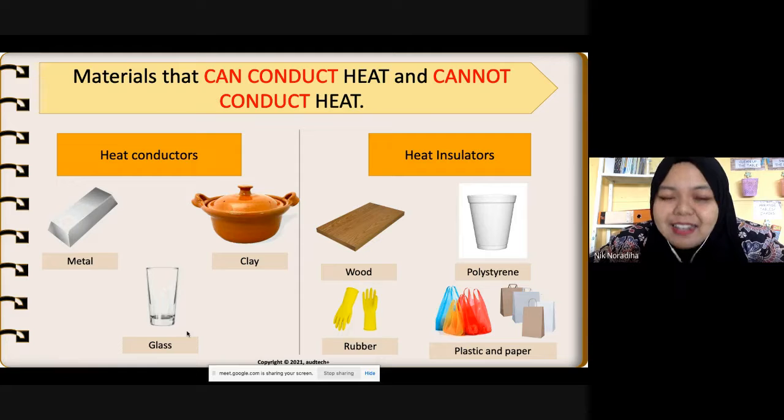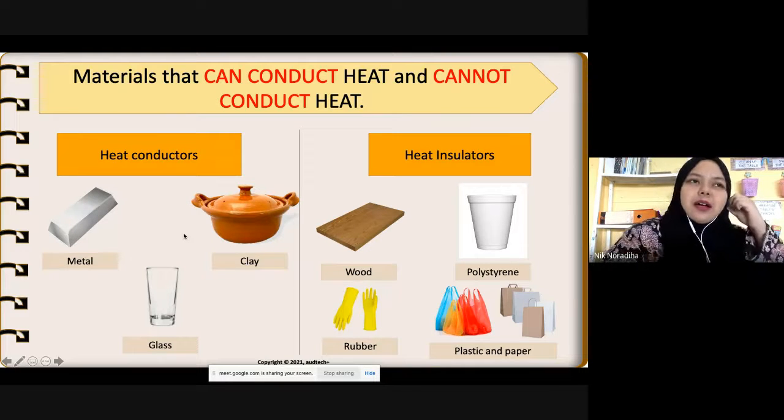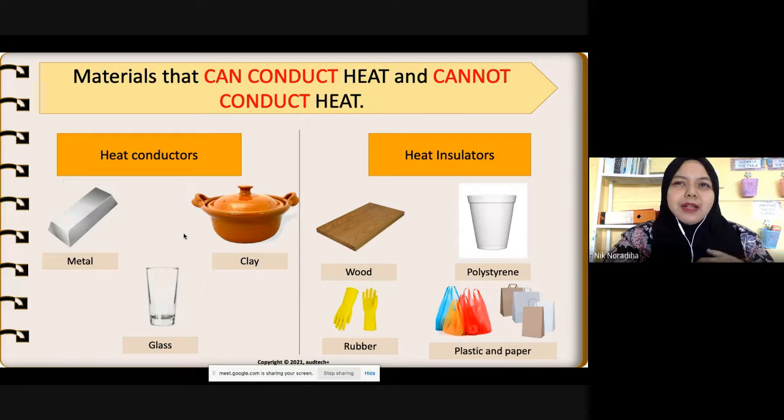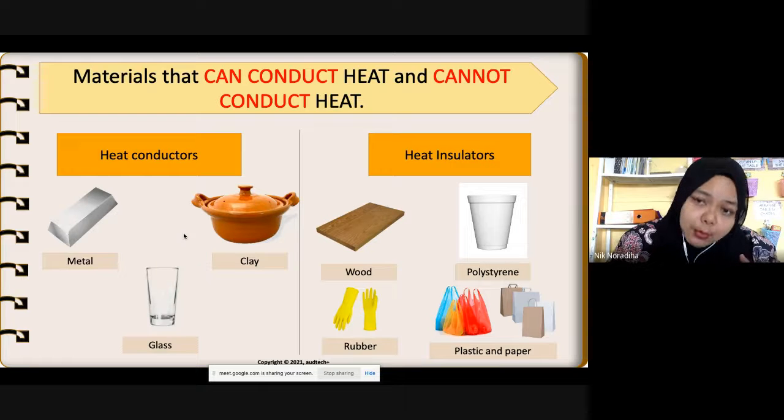Yes, correct. So the glass can conduct heat. For example, clay, right? At my house, I don't have a clay pot, but at some houses, they have a clay pot to cook. So clay can conduct heat. That's why we can cook. We can use the clay pot to cook.